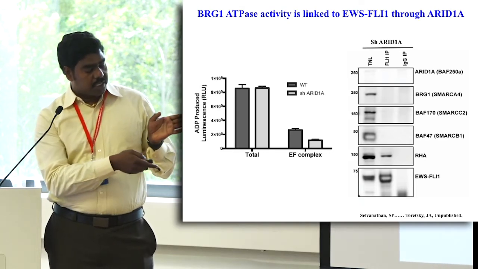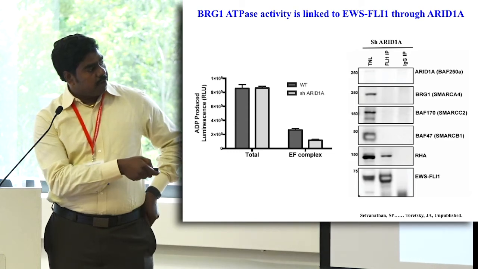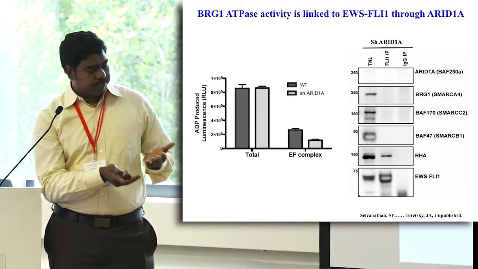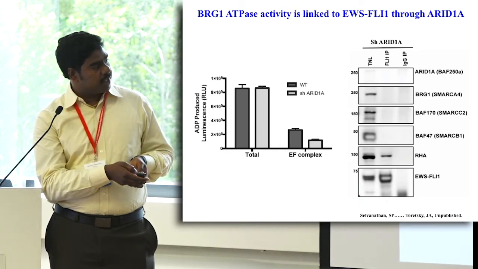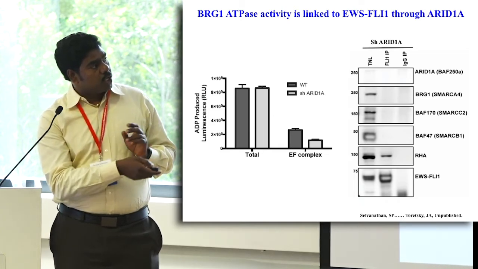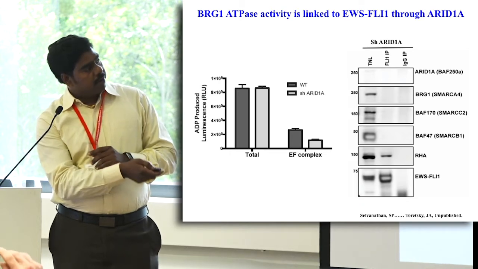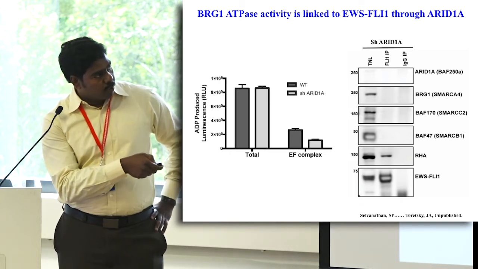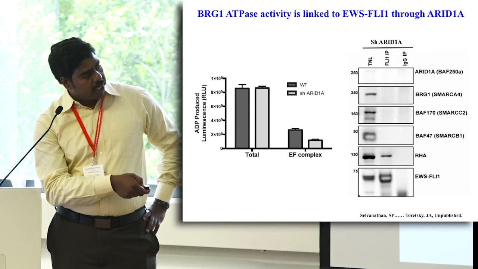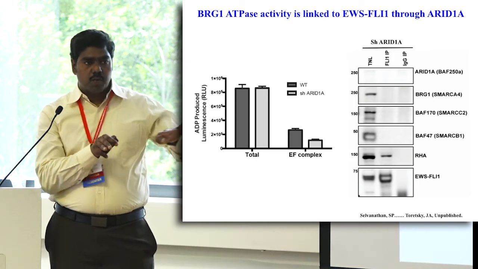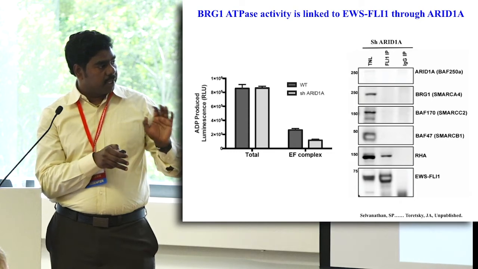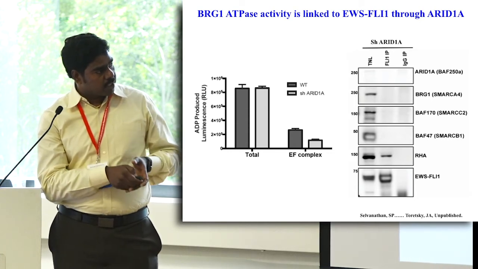And then we do see a significant decrease when we knock down ARID1A. So that clearly indicates that there is a significant loss of ATPase activity when ARID1A is removed. The reason is that when ARID1A was removed from the complex, EWS-FLI1 is not associated anymore with the BAF complex. So it completely loses the connection between EWS-FLI1 and the BAF complex.